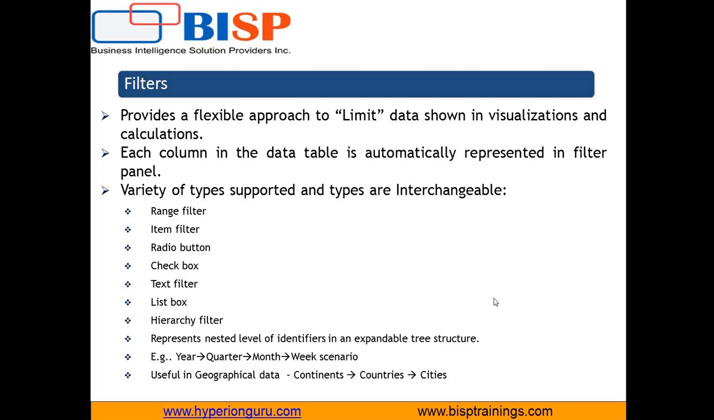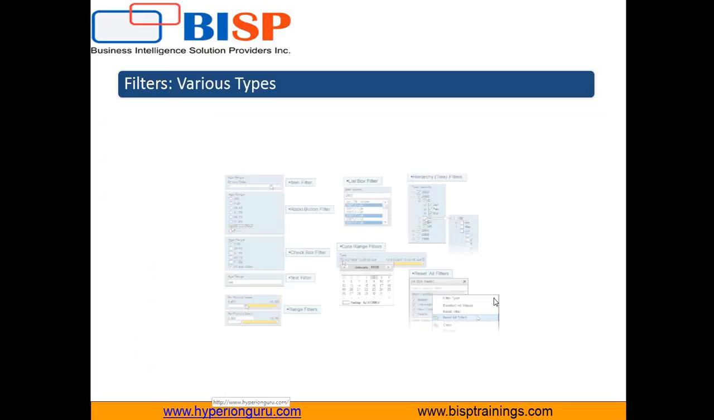These are some of the filters: range filter, item filter, radio button, checkbox, text filter, list box, and hierarchy filter, which represents listed levels of identifiers in an expandable tree structure. And you have the year, quarter, month, week scenario. This is formed for every column which is in date format. It's useful in geographical data where you need to show continents, countries, and cities. So you can see the various types of filters.